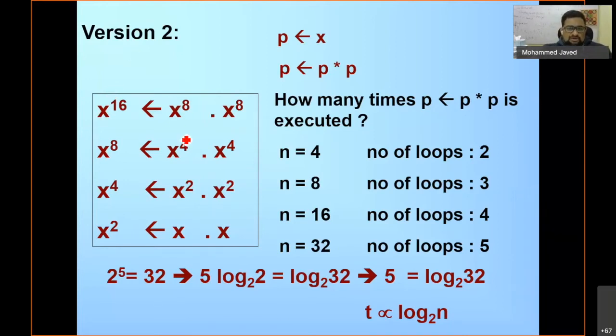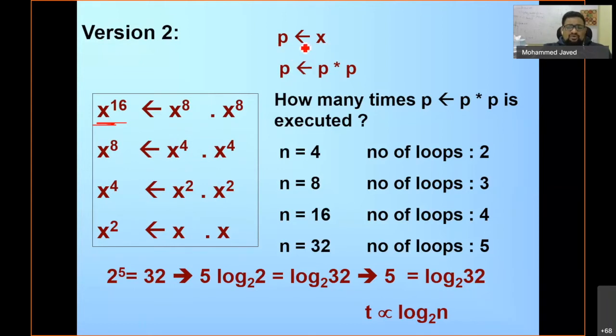For example, if you want to calculate x power 16, x power 16 can be broken down into x power 8 multiplied by x power 8, right? If you calculate x power 8 once, then that is sufficient. You can multiply the answer and then you can get it. Similarly, x power 8 can be divided into x power 4 into x power 4. X power 4 is divided into x power 2 into x power 2, and x square is divided into x into x, like this.